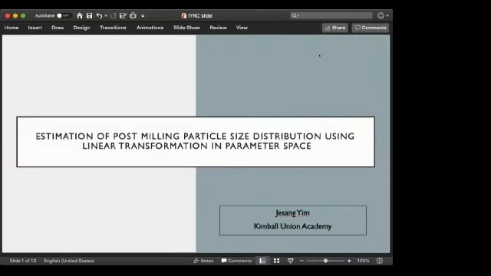Okay. Hello, my name is Jesang Yim, and I will talk about my research on estimation of post-Malin particle size distribution using linear transformation in parameter space. This research is basically about predicting the post-Malin particle size distribution using the pre-Malin particle size distribution.